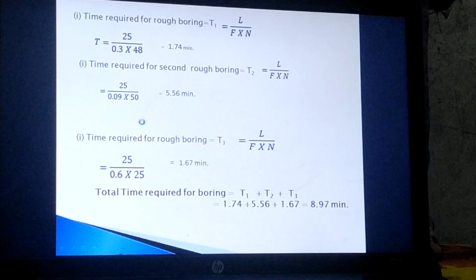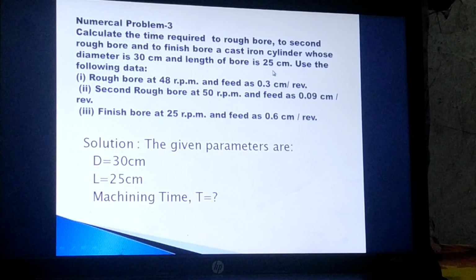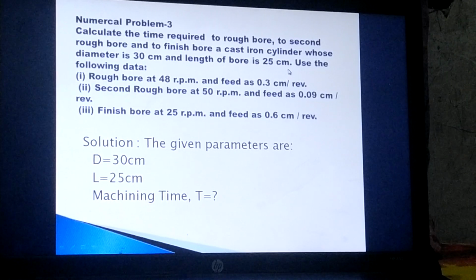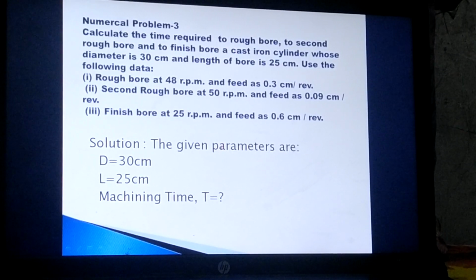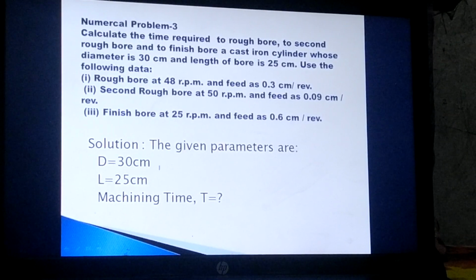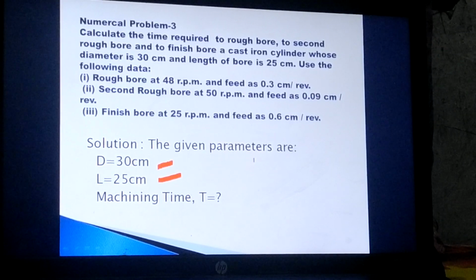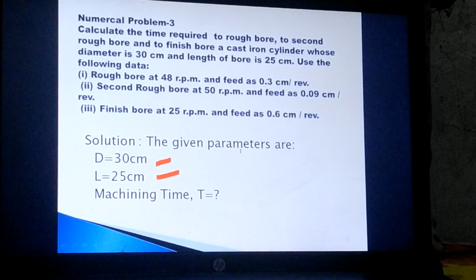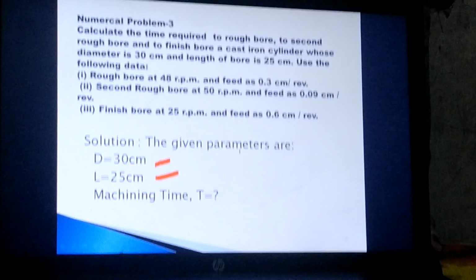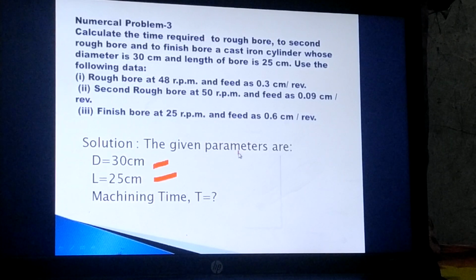So the diameter is 30 centimeter and the length of the bore is 25 centimeter. Now we have to complete this boring operation in 3 steps, and we have to calculate the total machining time.